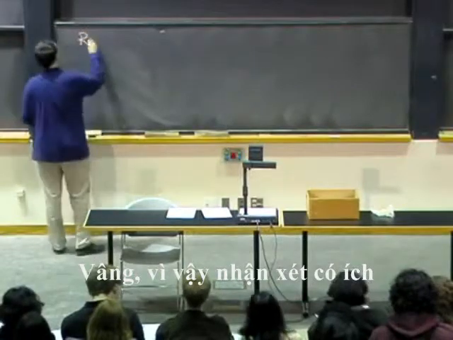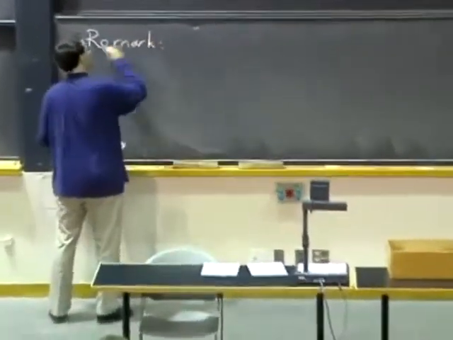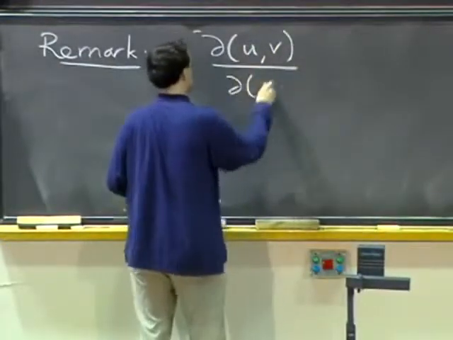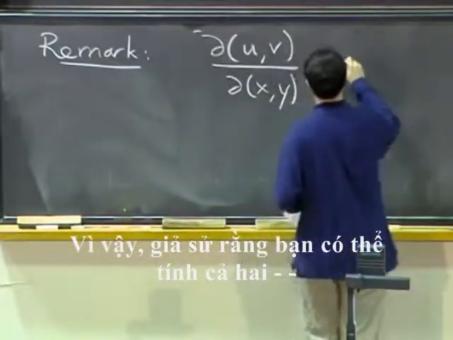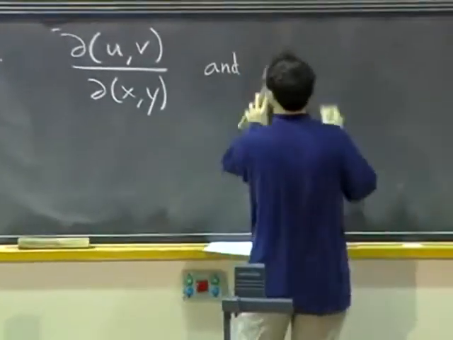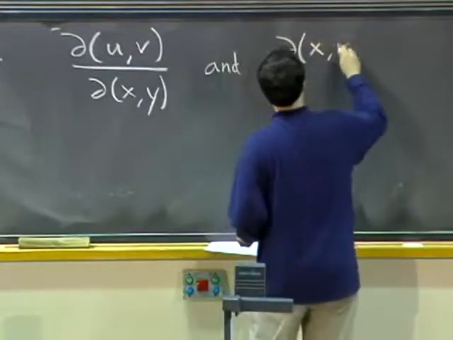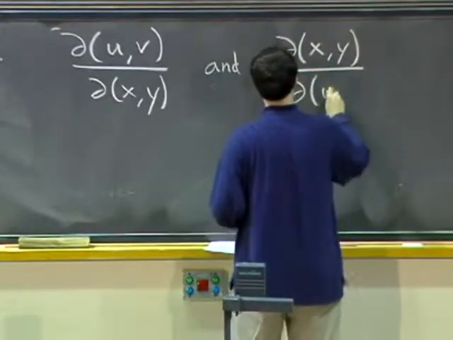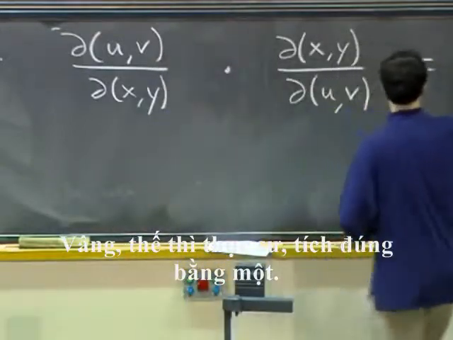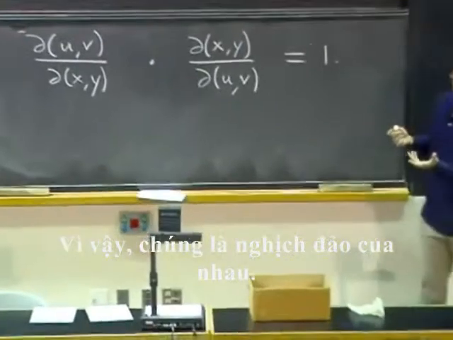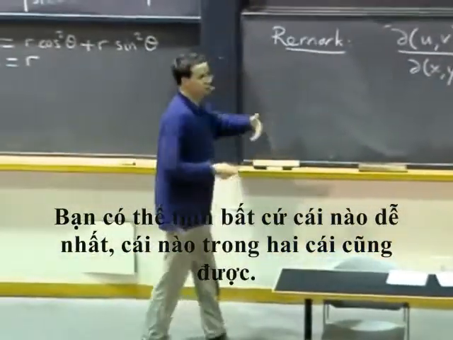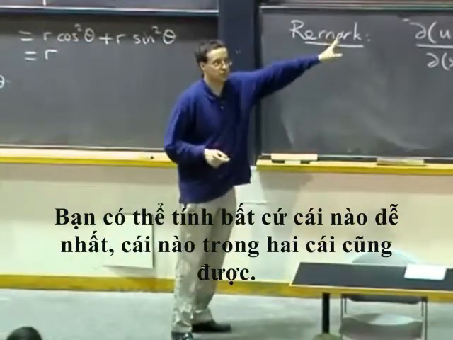Okay, so useful remark. Say that you can compute both of these. Well, then actually their product will just be 1. So they're the inverse of each other. So it doesn't matter which one you compute. You can compute whichever one is the easiest to compute, no matter which one of the two you need.